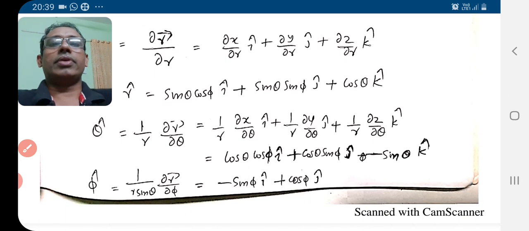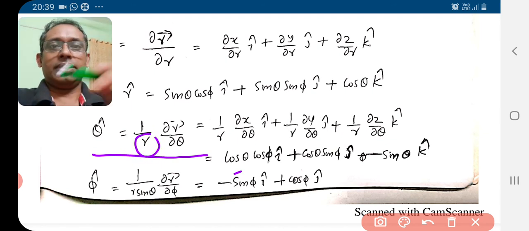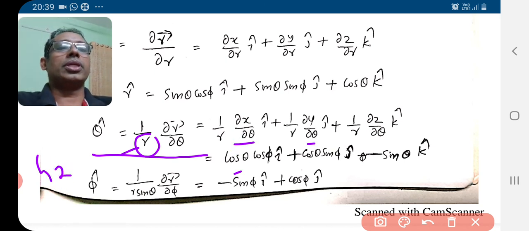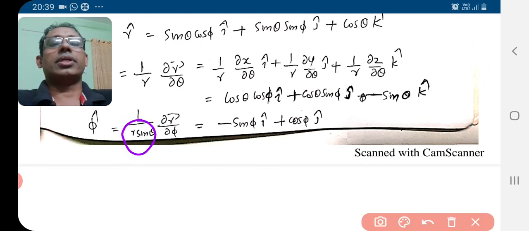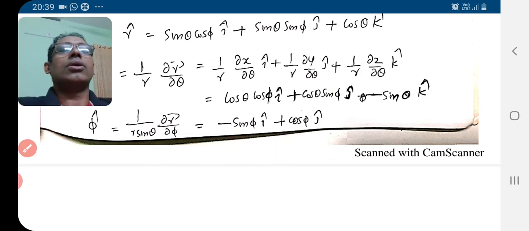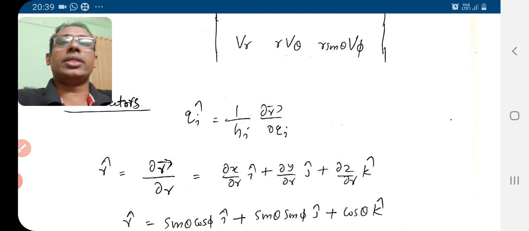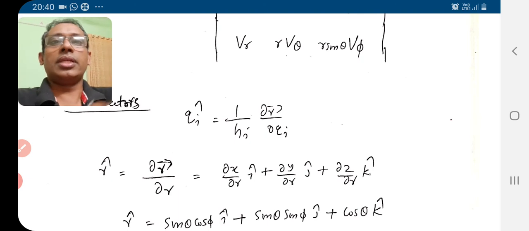We can find unit vector θ here, which is 1/r. Where does this r come from? That is the scale factor h2. Okay, this is h2. We substitute here and we get this. And for φ, here we have the scale factor h3 and ∂r/∂φ, which is minus sin φ i plus cos φ j. Okay, so these are the unit vectors. As we did in the cylindrical coordinate system, we can find the unit vectors here.